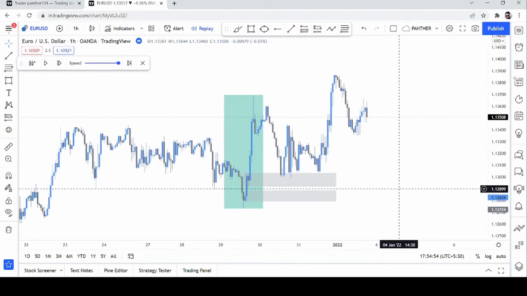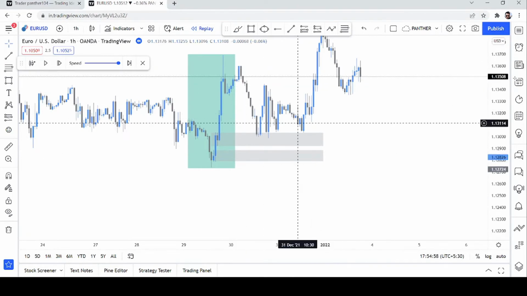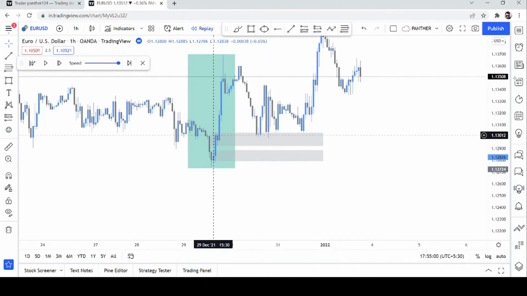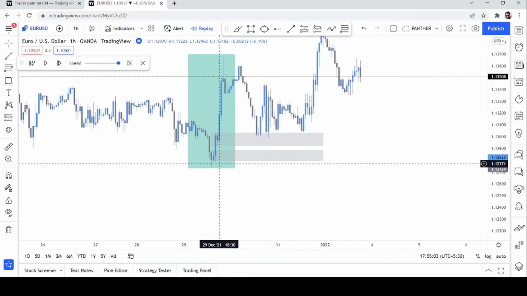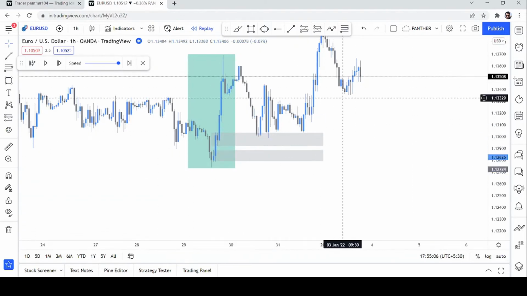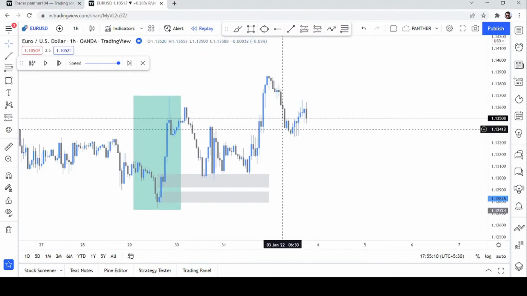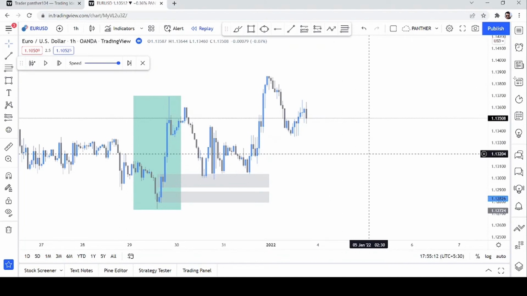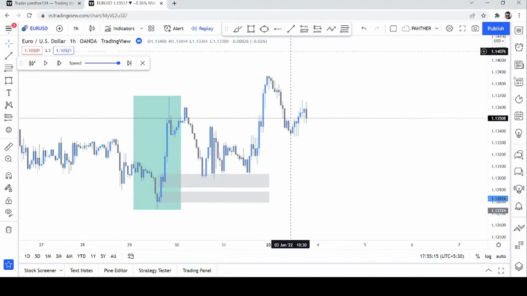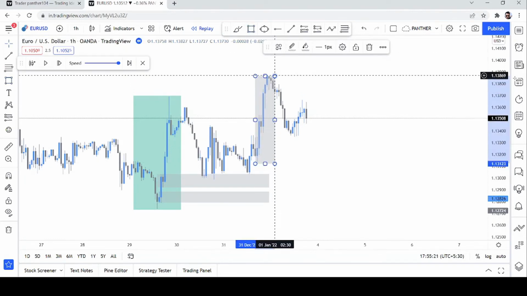So in this case, this zone held. And if you would have waited for this zone, you were going to miss this trade. And this is why knowing where to mark your zones is also very important. That will come with experience. And I think I have also uploaded a video on that already. So let's see now, where is your new box? This is your new box.